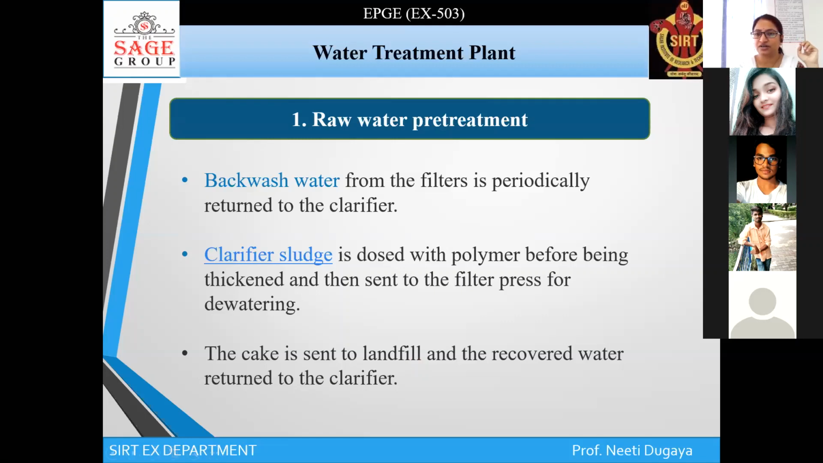and the recovered water, and I was talking about the recovery of water. So the recovered water, then again, oh sorry, it is being unshared.